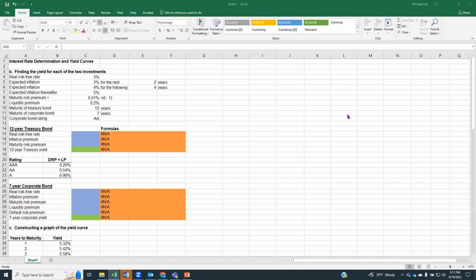So, let's take a look at our first one here. It wants us to find the yield for each of these two investments. We have a 12-year treasury bond and a 7-year corporate bond.